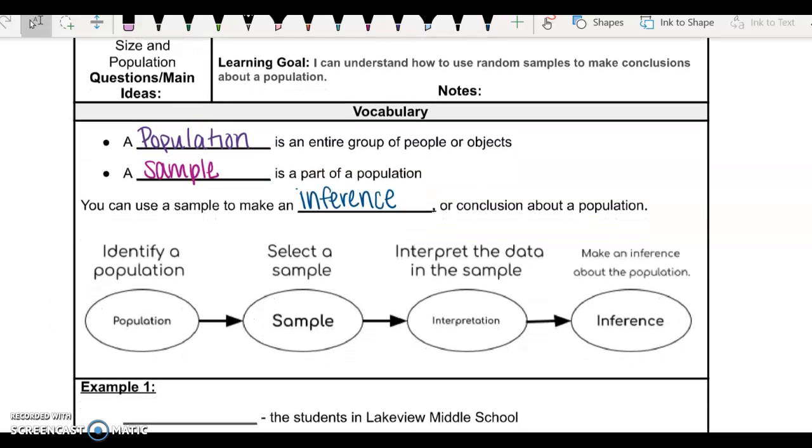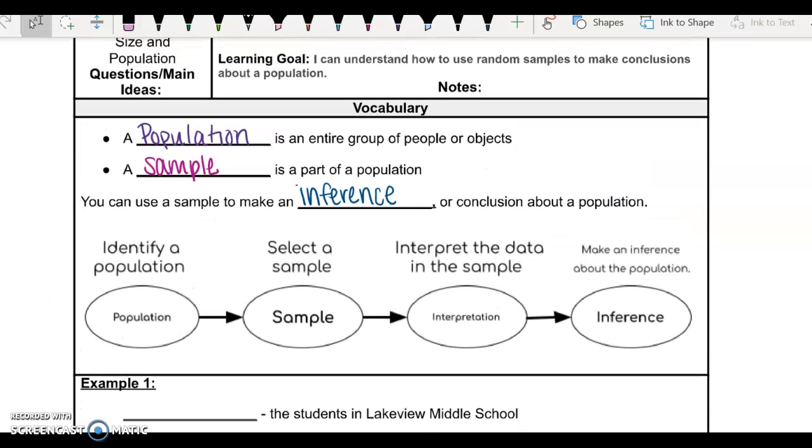So this chart better explains it. A population would be the entire group as a whole. A select sample is when we take a few people from that population and we collect some data on them or from them. Then we take that data and we interpret it, and then we make an inference and conclude that it must be true for the population.